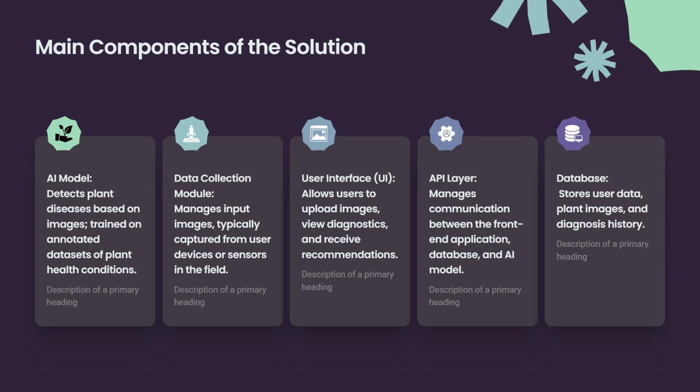And the user interface. The user interface allows us to communicate with the users, such as uploading images, viewing diagnostics, receiving recommendations, and checking the history. The API layer is the communicator between the front-end application, the database, and the AI model, which is the CNN model in this case. The database, as the name suggests, is used to store user data, plant images, diagnosis history, and the usual tracking history.